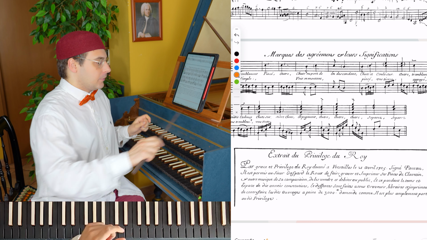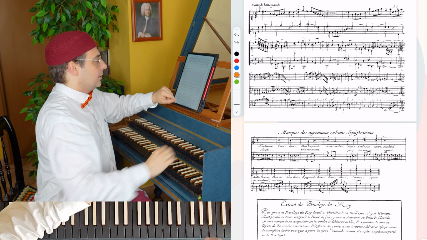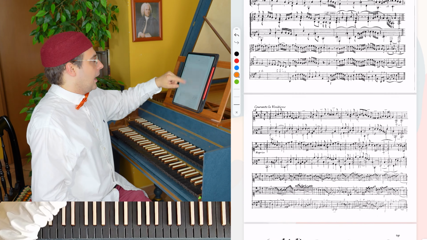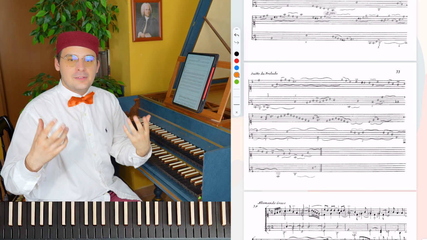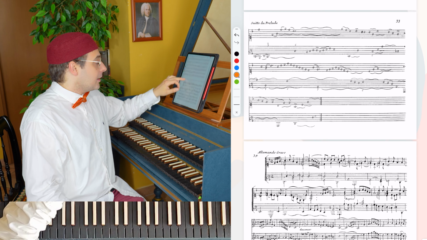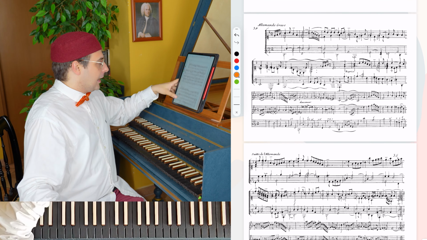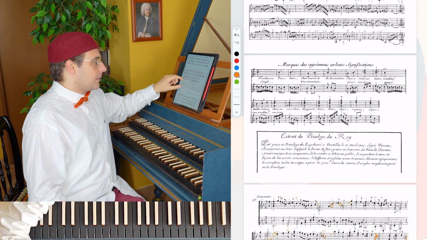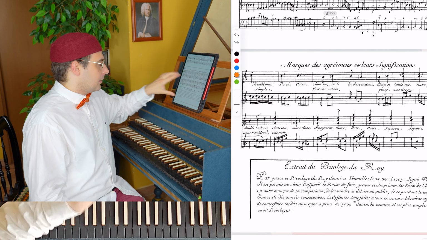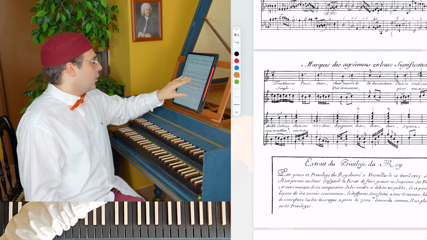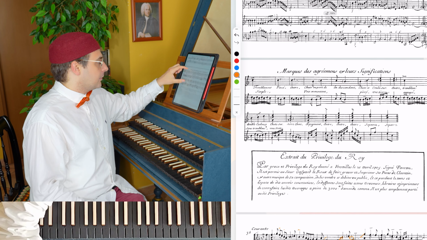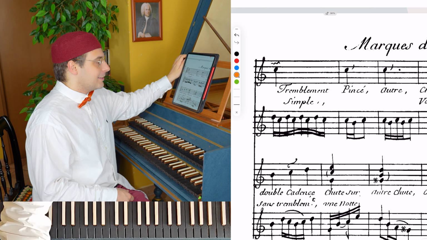So we are in the book of pieces for the clavecin by Gaspard Le Roux, and this is a courant. Before the courant, at the beginning of the book, here I copy the page, we have the table with all the embellishments. So we have the tremblement.